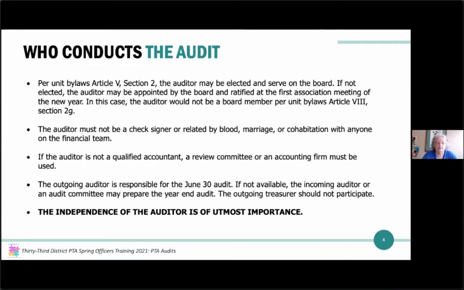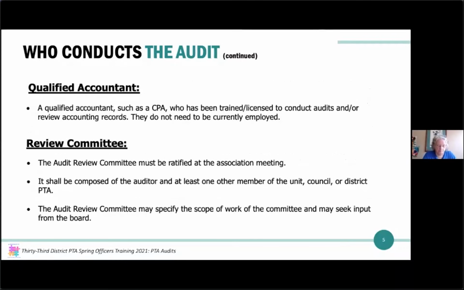Okay, going now to the qualified accountant. This is an insurance company requirement. It's on page 28 of your insurance guide: a qualified accountant, such as a CPA, who has been trained or licensed to conduct audits and/or review accounting records, and they do not need to be currently employed. So if you're fortunate enough to have someone in your unit who is a CPA or who has job training, experience, or license in the review of accounting records, they may be a qualified accountant, and a review committee is not necessary.